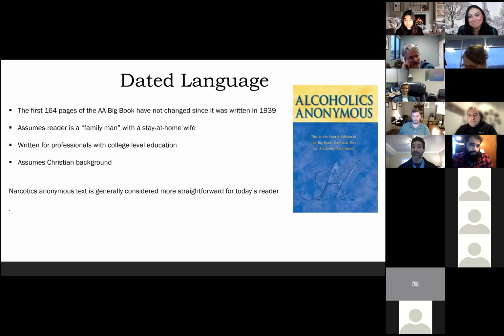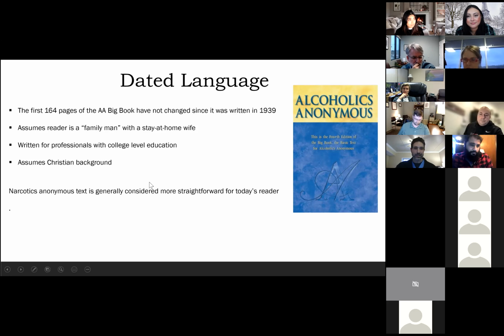It's written for professionals, and the language is such that about a college level of education is assumed to read the text. And for the most part, it assumes a Christian background. It assumes a strong familiarity with at least Christian beliefs of some sort, or Christian culture. Right. The Narcotics Anonymous text is generally considered a little bit more straightforward for today's reader, so that people have a little less difficulty working through the language there.